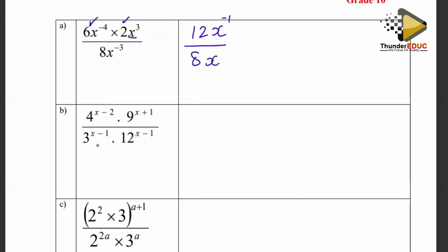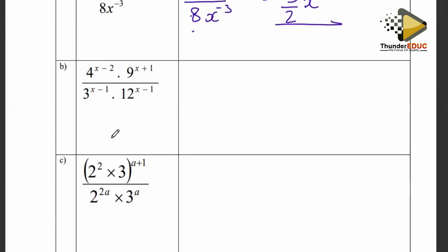Over, this is 8, x to the negative 3. Then I will divide 12 by 8. So by 4 is a 2, by 4 is a 3, which means I'm going to have 3 over 2. Between negative 1 and negative 3, negative 1 is bigger. Since I'm dividing, I'll have to do the subtraction. So it's going to be negative 1 minus negative 3, which means I will be left with just a 2. So x squared. This becomes my answer. Coefficients separately, and then the bases also separately.